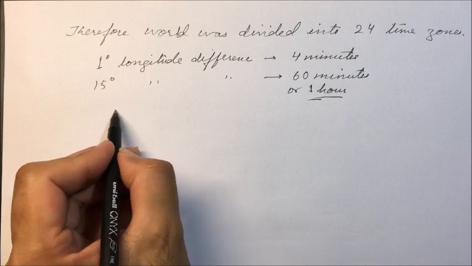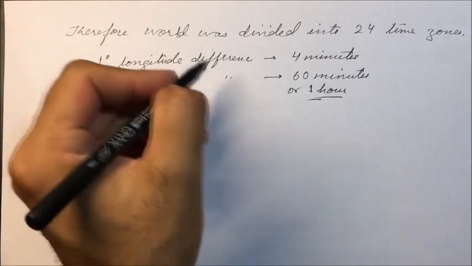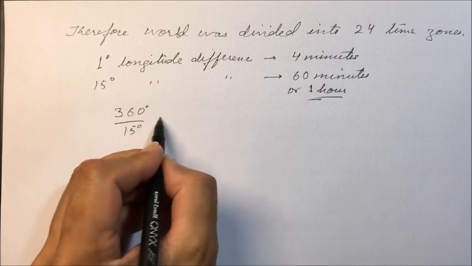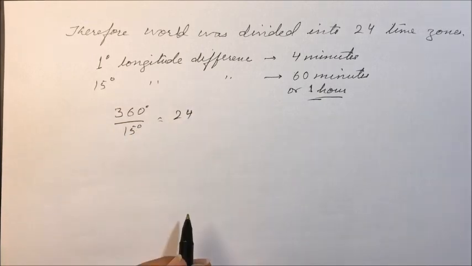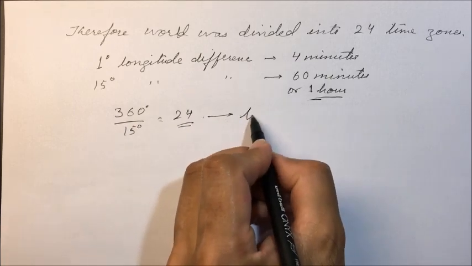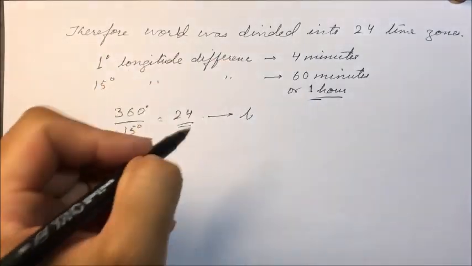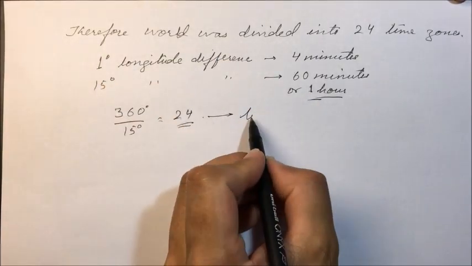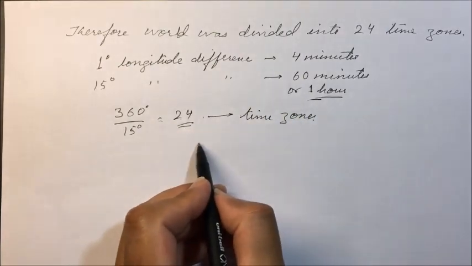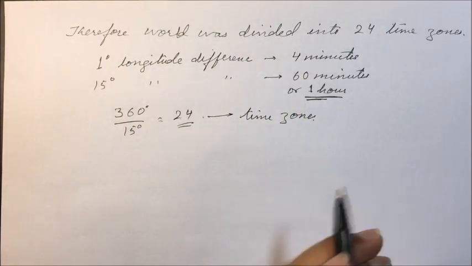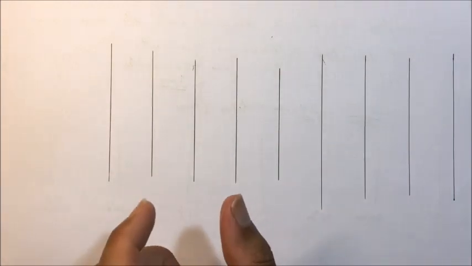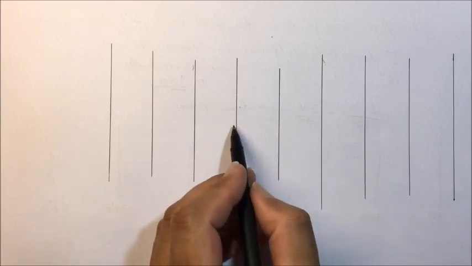So if we divide 360 degree, the total number of longitude, by 15 degree, we get 24, and this 24 represents time zones. So we divided 24 hours into 24 time zones, and each zone has a 1 hour difference. Therefore, the earth was divided into 24 time zones, and each time zone has 15 degree and a difference of 1 hour.